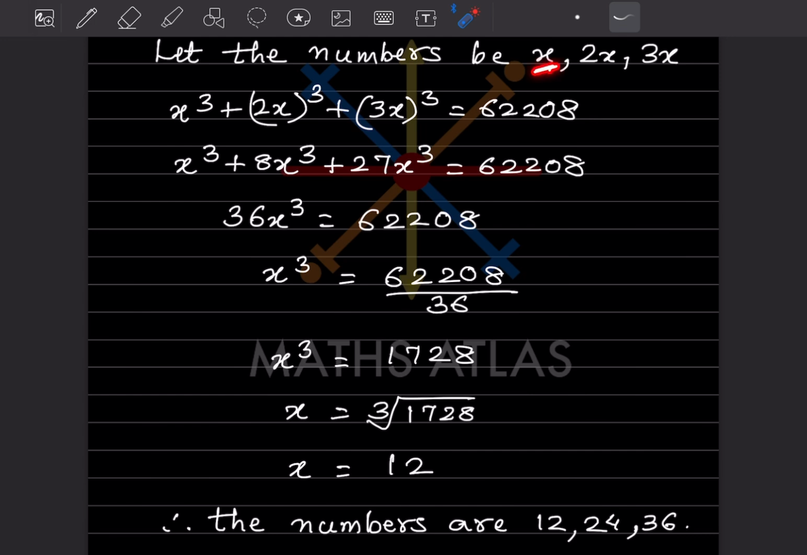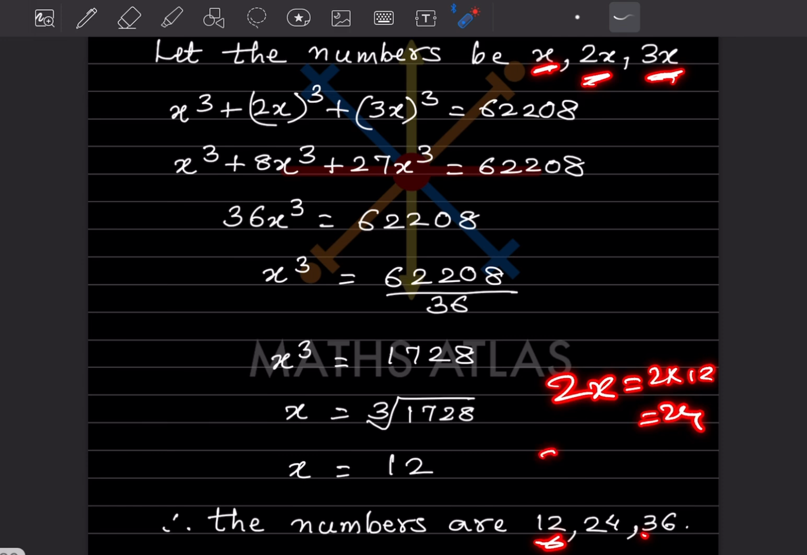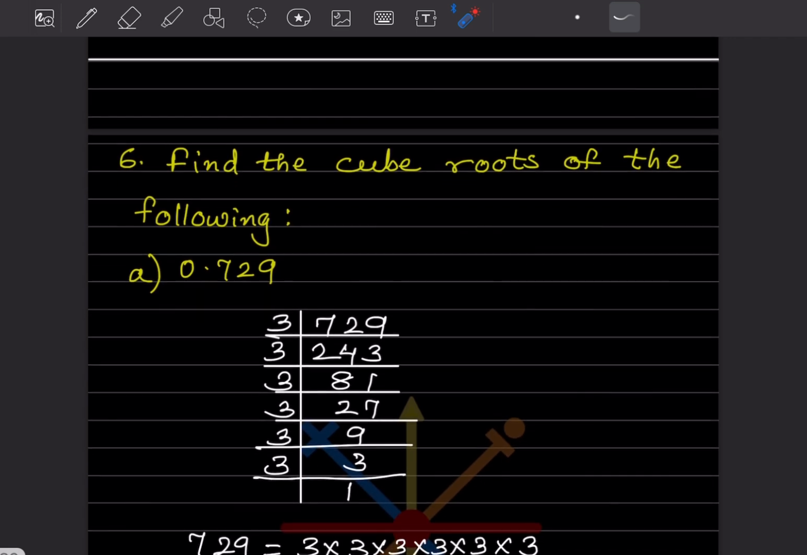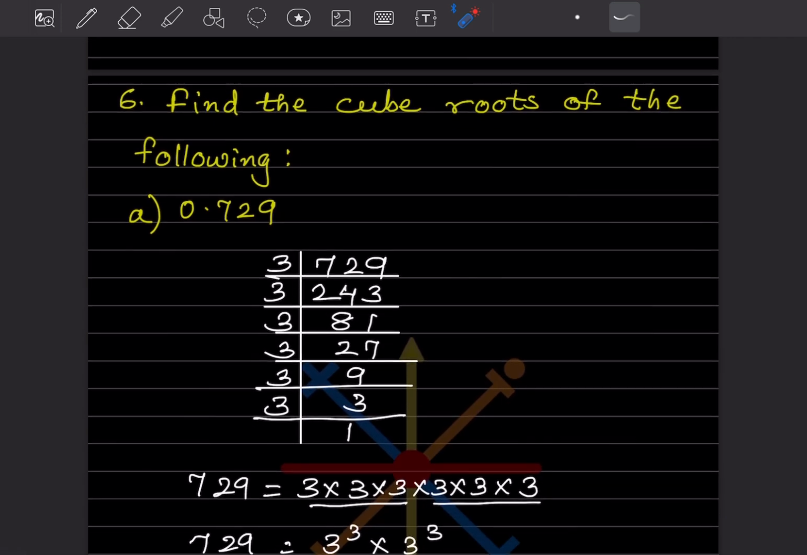So the numbers are what you get here. This is x, means this is 12. This is 2x, means 2 into 12, that is going to be 24. And 3x means 3 into 12, that is going to be 36. This is an important step you have to write. Therefore the numbers are 12, 24, and 36.